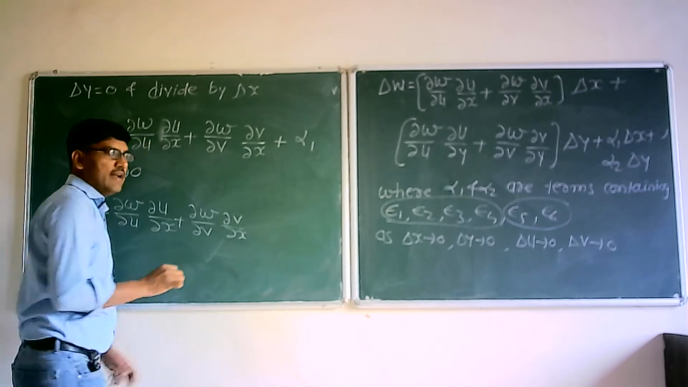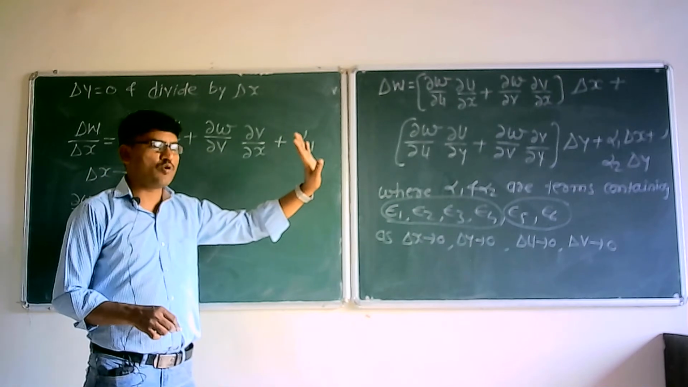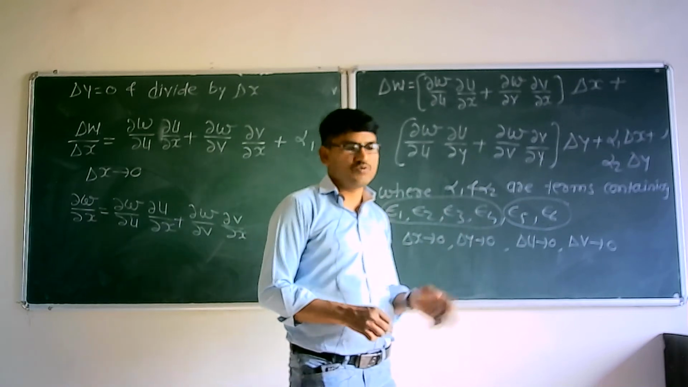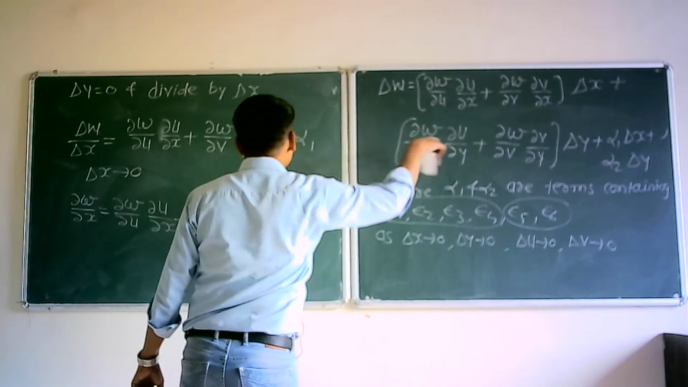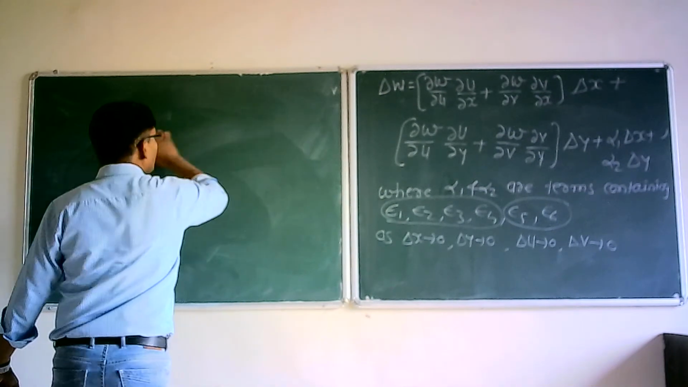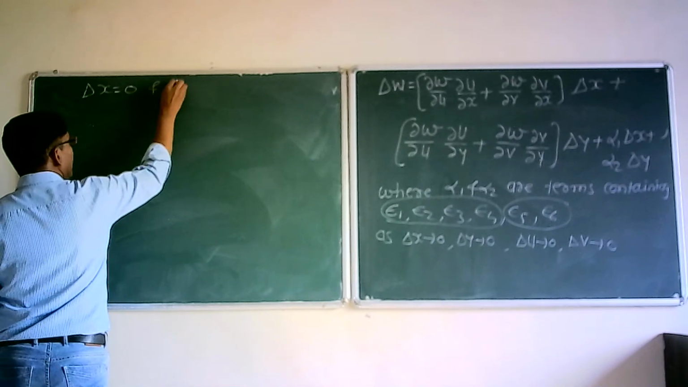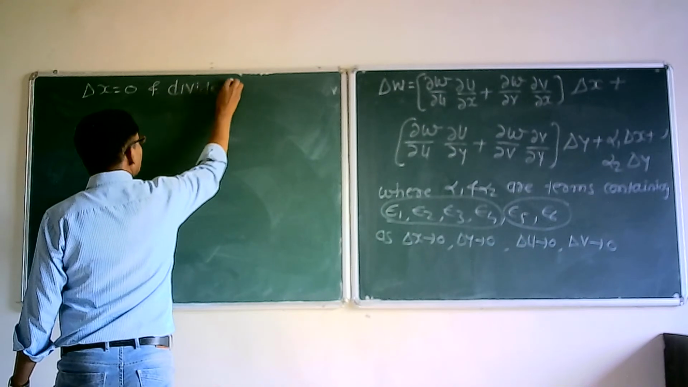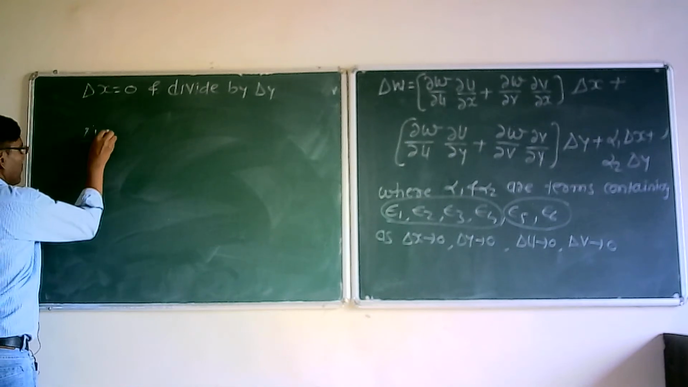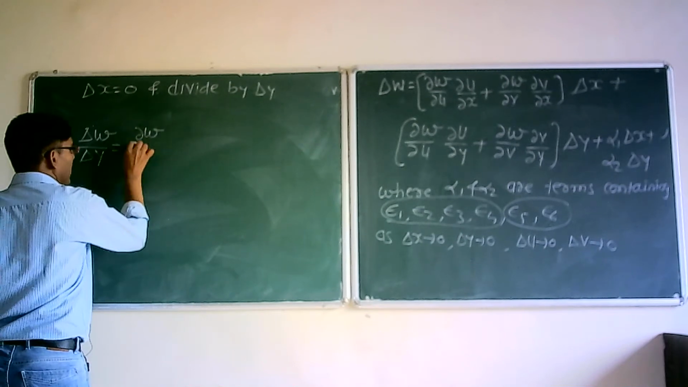And as delta x tends to 0, with delta y already 0, alpha 1 is what? 0, because alpha 1 is the sum of terms containing these factors. So alpha 1 tends to 0. Similarly, for this term, if you put delta x is equal to 0 and divide by delta y, then you will get delta w by delta y equal to delta w by delta u.